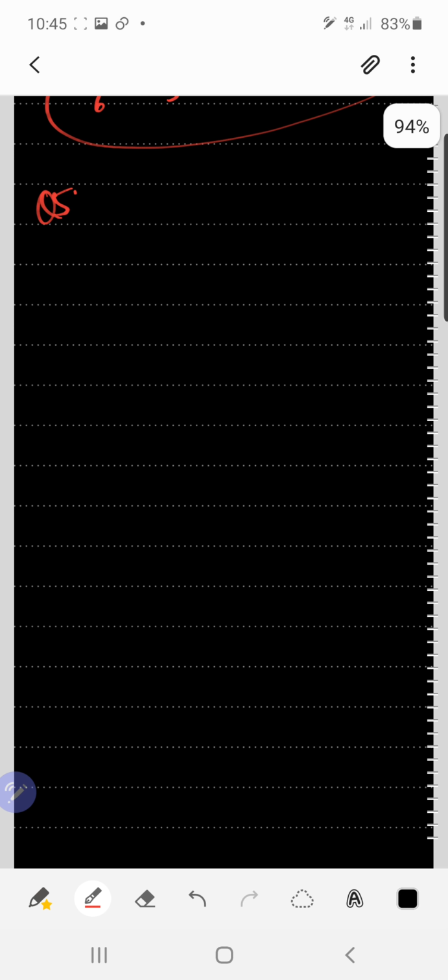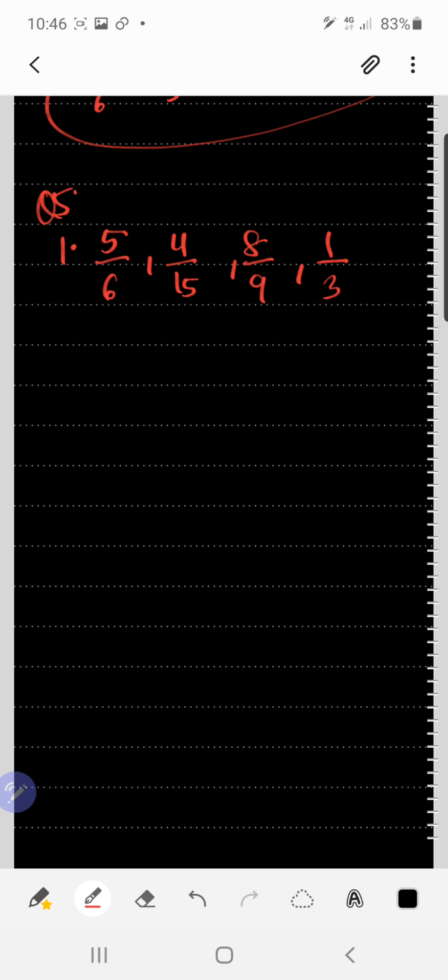I'll jump on to question number 5. Question number 5 says arrange the given fractions in descending order. The same thing we have to do. The only difference will be previously you used to arrange your fractions from smaller to bigger, and now you have to arrange your fractions from bigger to smaller. Is that clear? In that your first problem is 5 upon 6, 4 upon 15, 8 upon 9 and 1 upon 3. Let's start.